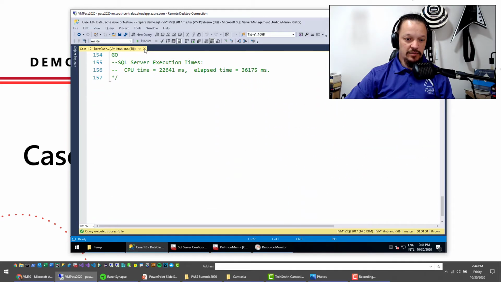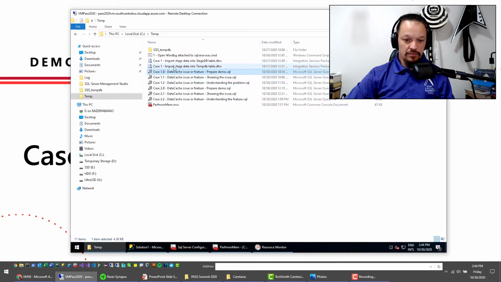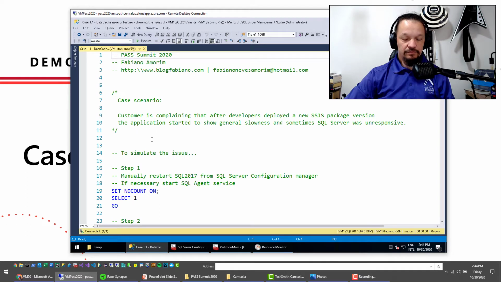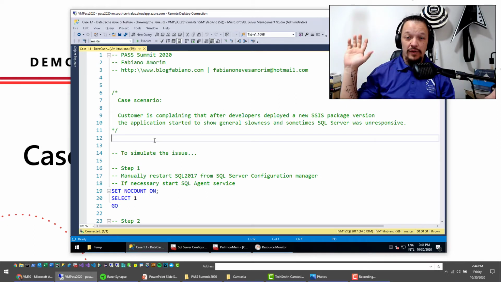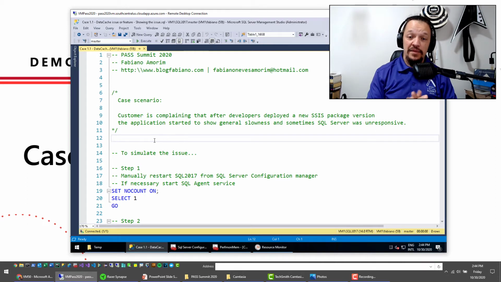So here's the script, and then let's go to the script case 1.1, which is showing the issue. So here's the scenario we have. We have a customer complaining that after developers applied a new integration services package, the application that has nothing to do with the package, it's a different database, started to show general slowness, and queries were taking forever to finish, and even sometimes the application wasn't able to even connect into SQL Server.